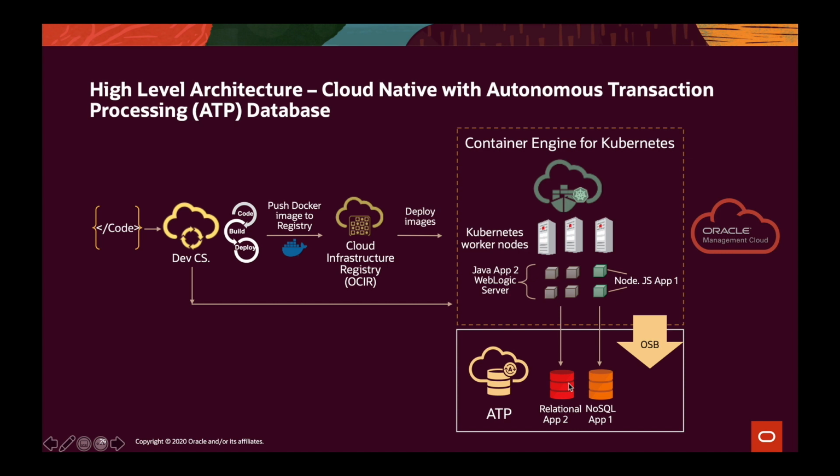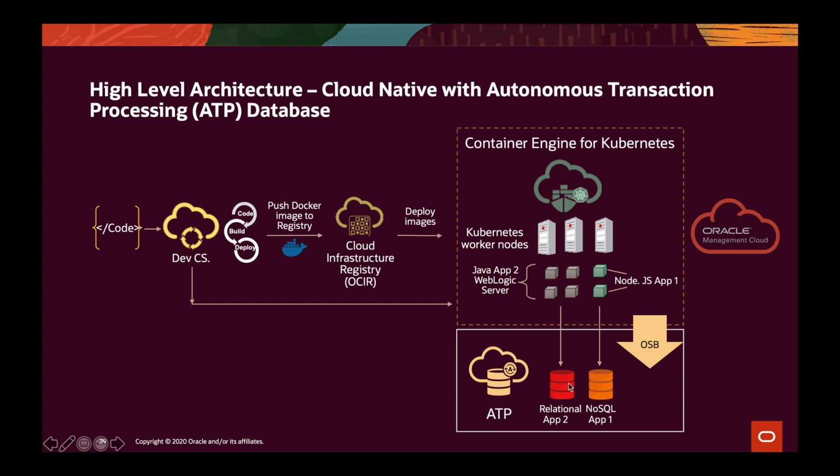Here is a high-level architecture of how it all looks if you are building microservices using Oracle Cloud Native Solutions and Autonomous Transaction Processing Database. Starting from the left-hand side, as a developer, you start writing your code using an IDE and push that code into a source code repository like Git in Oracle Developer Cloud. Oracle Developer Cloud also includes Jira issue tracking functionality, CI/CD toolchain, and helps you automate your build and deployment steps.